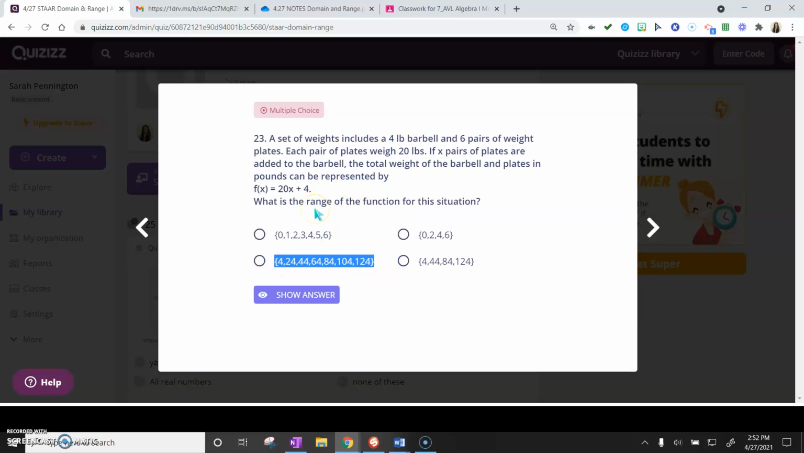If it asked you for the domain, then that would be our 6 weights. So we would have 0 weights, 1, 2, 3, 4, 5, or 6 weights. But it's asking us for the range. That's why it wants the total amount of weight. And so we would have to plug 0, 1, 2, 3, 4, 5, 6 into this function to get our range.